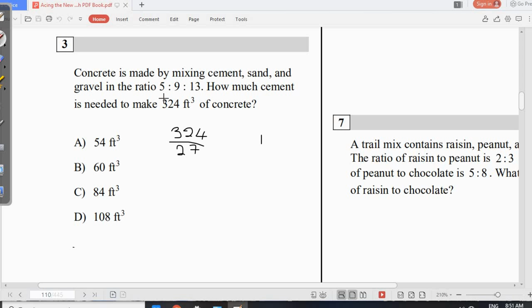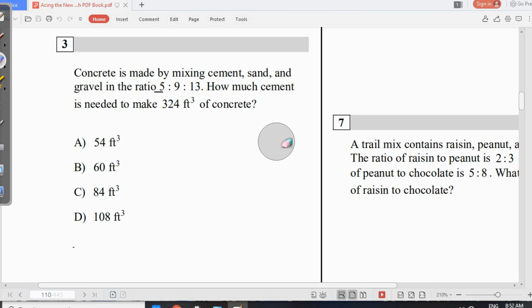When you do that, you get 12. So 12 is a unit of each of these. If you want to get cement, you multiply 12 by 5, and you get the answer 60. If you want sand, which is 9, multiply 12 times 9. For gravel, multiply 13 times 12. So for cement, multiply 12 by 5, and that gives us 60. You can solve this without calculators too.